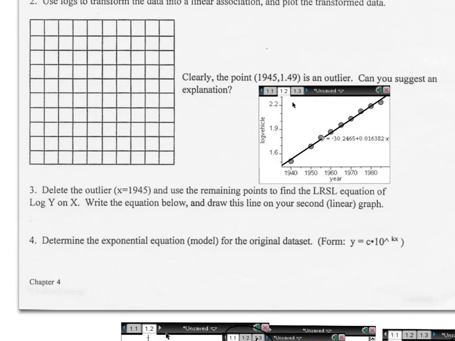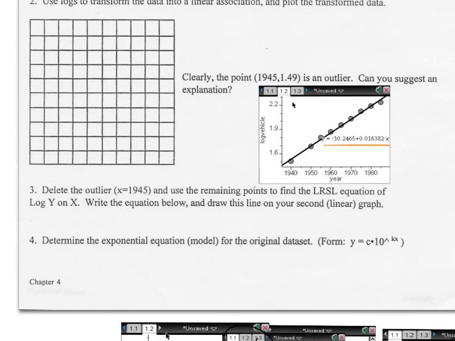All right, the next question asks us to delete the outlier, x equals 1945, and use the remaining points to find the least squares regression line equation of log y on x. Write the equation below and draw this line on your second linear graph. Well, I've already had the calculator draw the line for me, and the equation's right here.